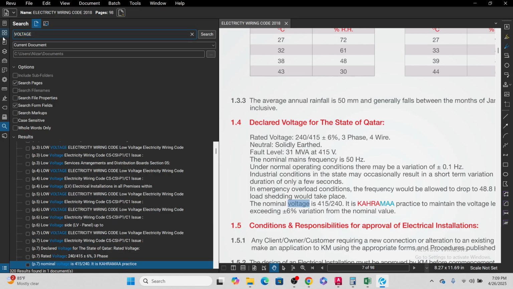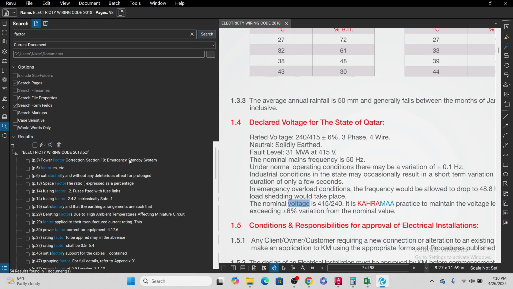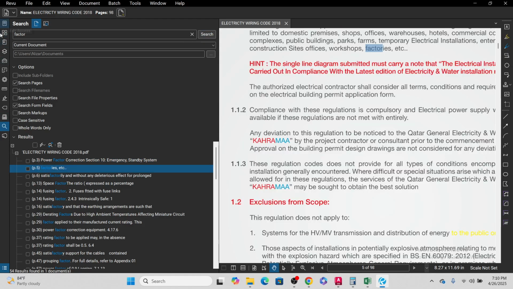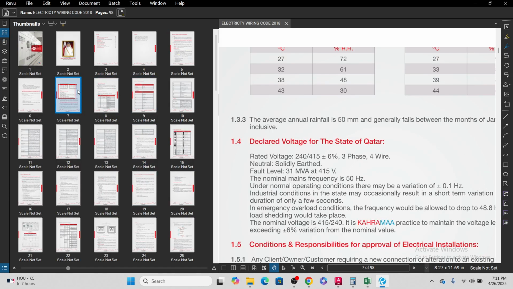Again, we have to go to the Kaharama. You type diversity factor. Let's search for the diversity factor. Okay, I have selected some text. Search. Maybe my spelling is wrong. Factor. Power factor. I know the place, so I can search for it. I know the page. Let's go to the page. It's somewhere here.